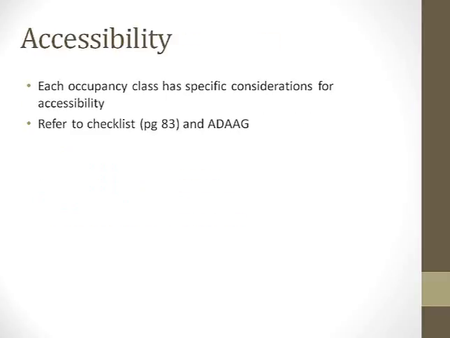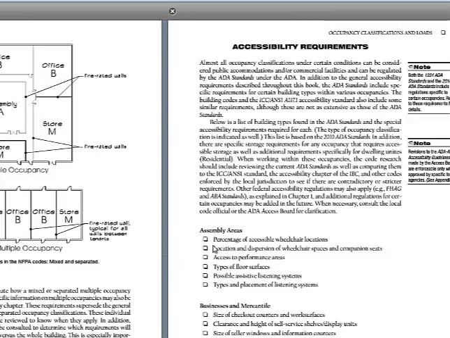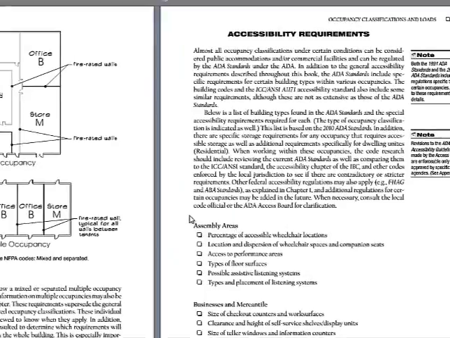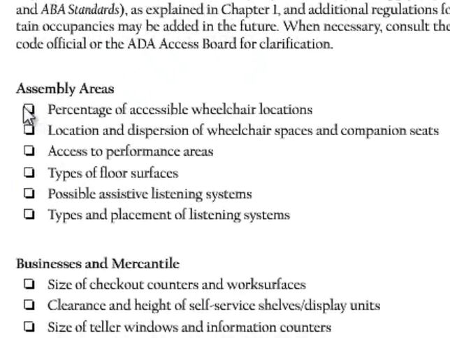Now let's take a moment and think about how occupancy classification relates to accessibility. Each occupancy class has specific considerations for accessibility. And if you check out page 83 of your textbook, which I'll pull up for us here, you'll see that for example, assembly area, one of the things you'll need to check for accessibility would be percentage of accessible wheelchair locations, or exactly where those wheelchair spaces, companion seats, are located and how frequently they're located.